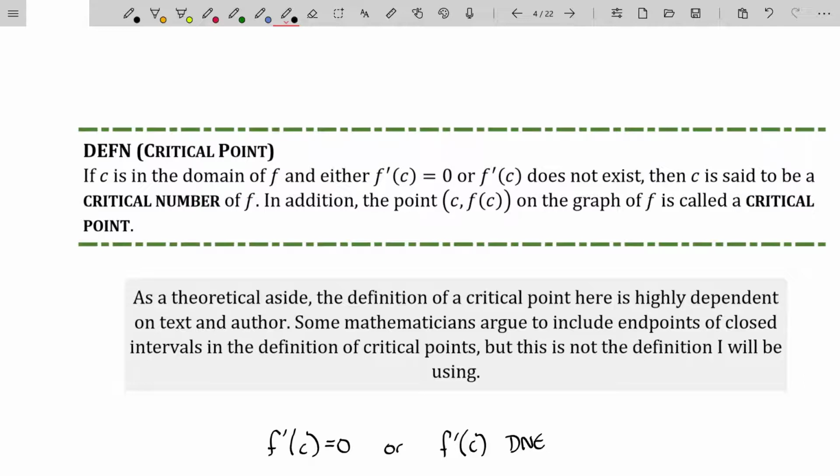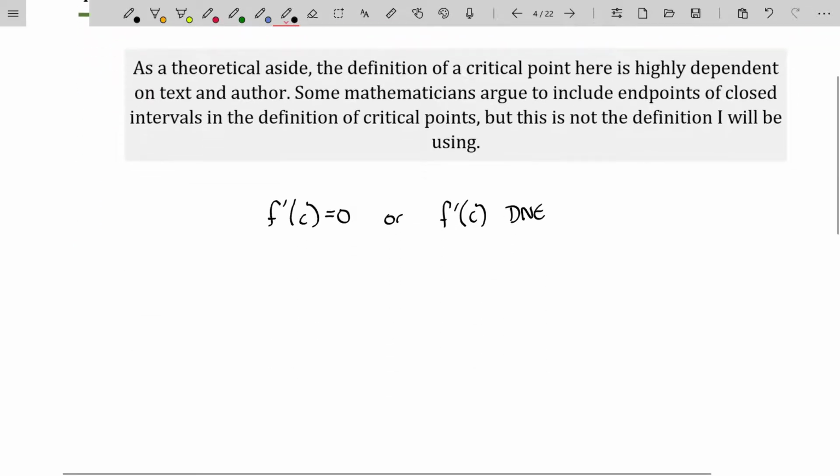A critical point or a critical number is a value of c for which f prime at c is 0 or f prime at c does not exist. However, some mathematicians will argue to include endpoints of closed intervals in the definition of critical points, but this is not the definition I'll be using.